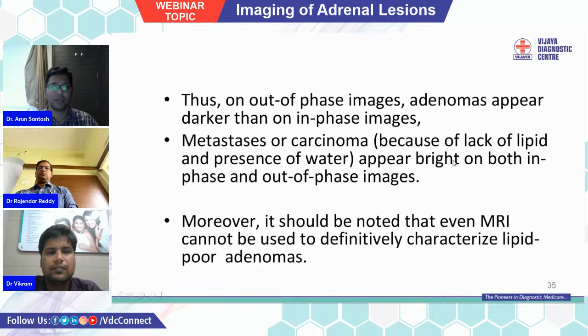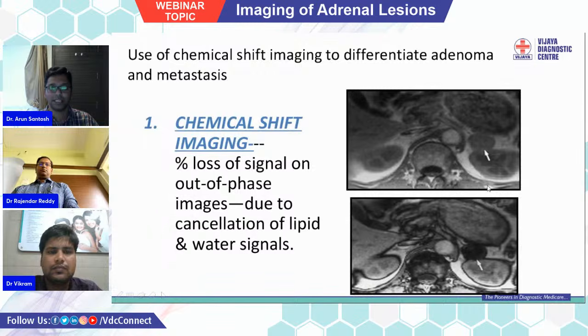Metastatic carcinomas, because they don't have lipid, appear bright on both in and out phase images. It should be noted that even MRI cannot be used sometimes if it is a very lipid poor adenoma. So here we can see this is chemical shift imaging.